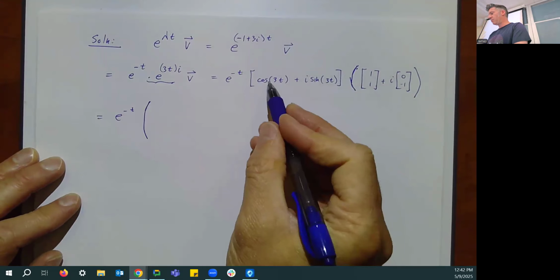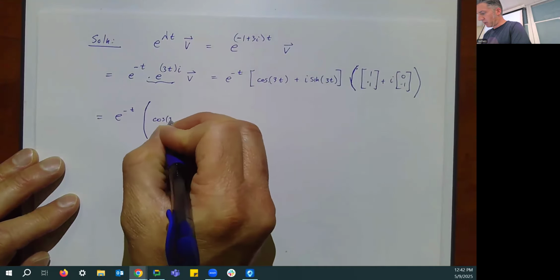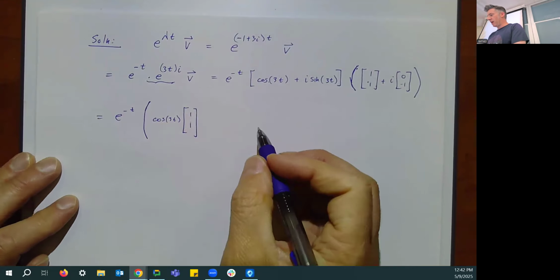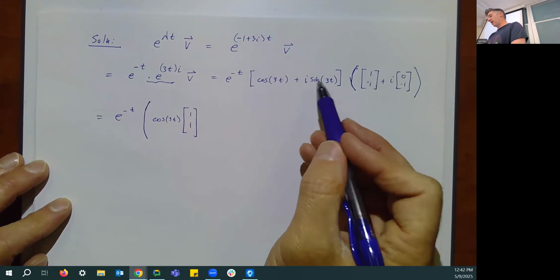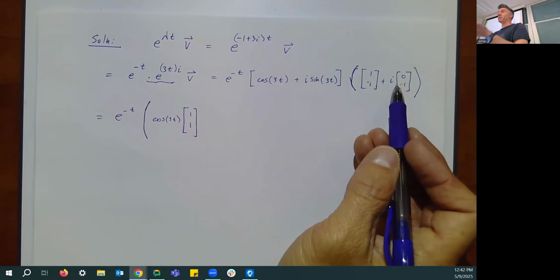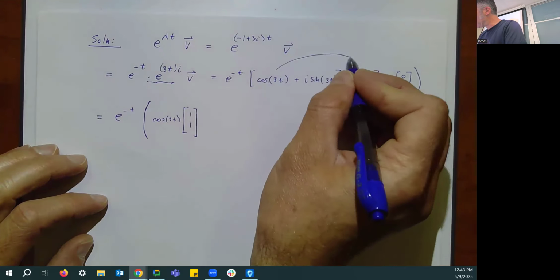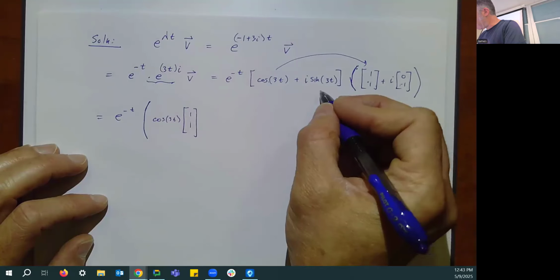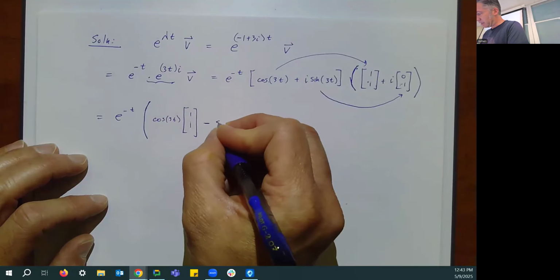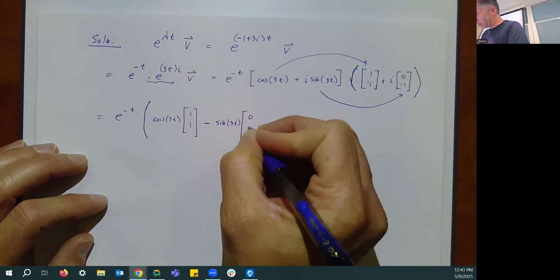You're going to get cosine of 3t times your first vector. And then you're going to get i sine times i there times your second vector, and i times i is going to be -1. So when you multiply that by that, you're going to get minus sine of 3t times the other vector, (0, -1).